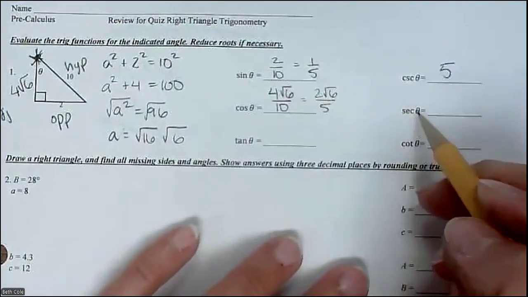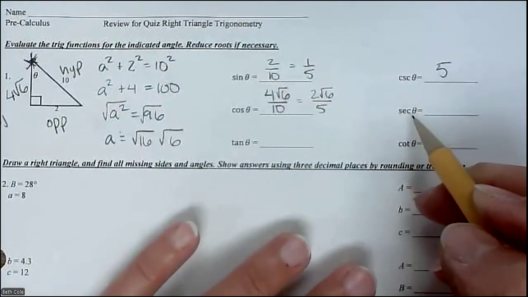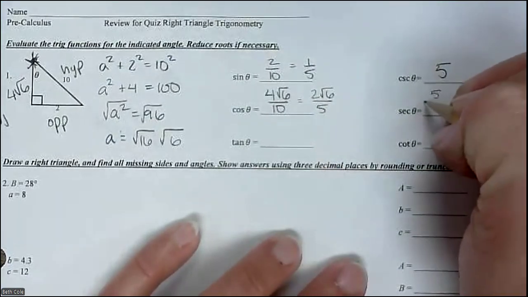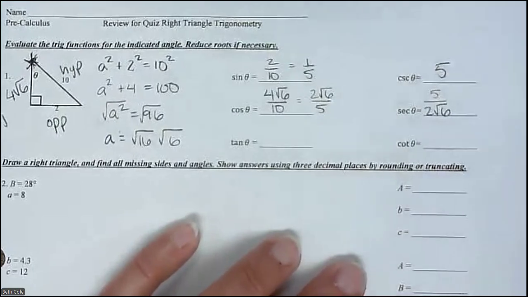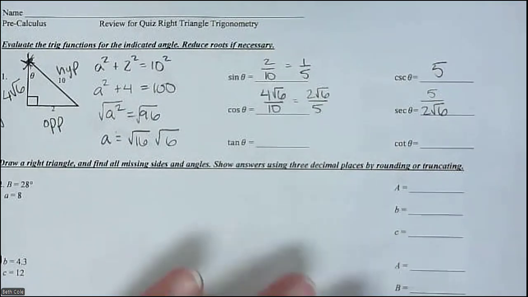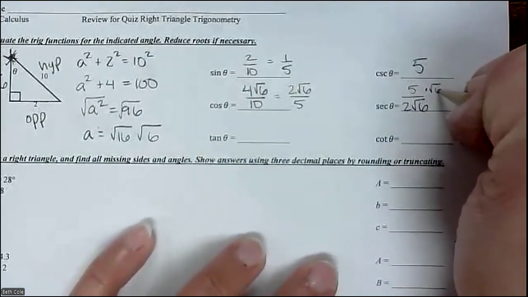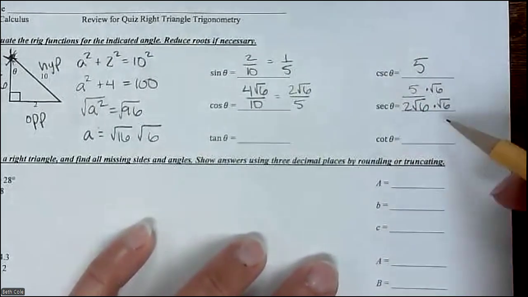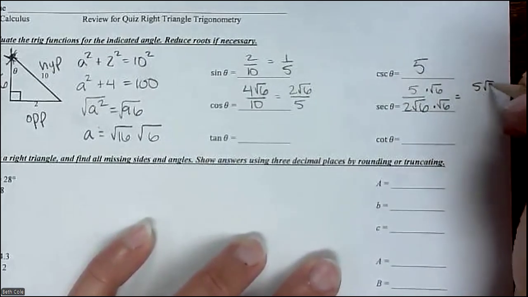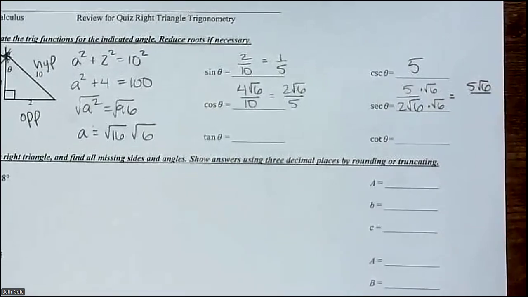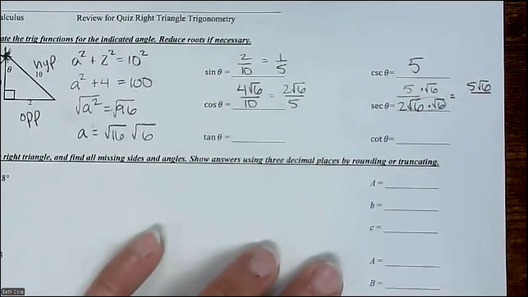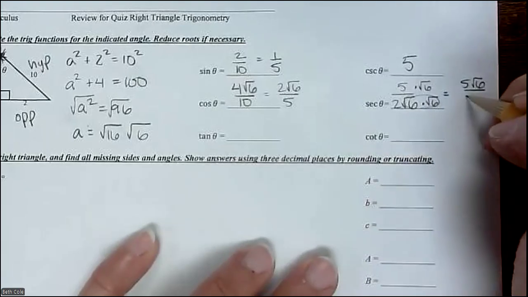Does anyone remember how to say this one? Secant. Good job. And you're just going to flip this over. So 5 over 2 square root of 6. Now that one you have to do what's called rationalizing. You multiply by the square root of 6. And if you can do it in your head, you don't need to write that, okay? But that's going to come out to 5 square root of 6 over 2 times 6. Because there's a 2 in there, so 12. Good job.